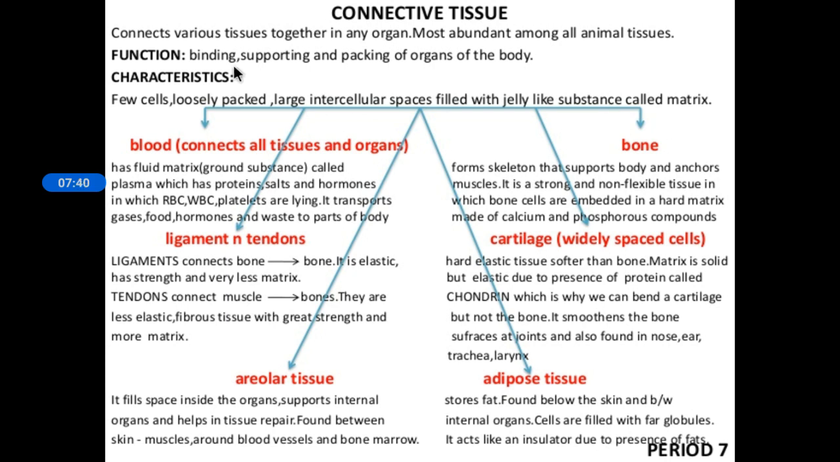So this is all about connective tissue. The main questions that are going to come from this area are: name the fluid connective tissue, that is blood, and name the matrix present in the bone, that is calcium and phosphorus. Differentiate between ligaments and tendons, where is cartilage present, what are the functions of areolar tissue or where it is located, and adipose tissue. The diagram of adipose tissue is also important.